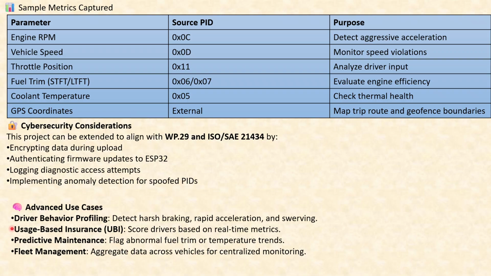Now, talking about advanced use cases. Driver behavior profiling: detect harsh braking, rapid acceleration, and swerving. All right. Next is usage-based insurance: score drivers based on real-time metrics. Then predictive maintenance: flag abnormal fuel trim or temperature trends. And fleet management: aggregate data across vehicles for centralized monitoring. Okay, so these are the various use cases in which the data is thoroughly analyzed.